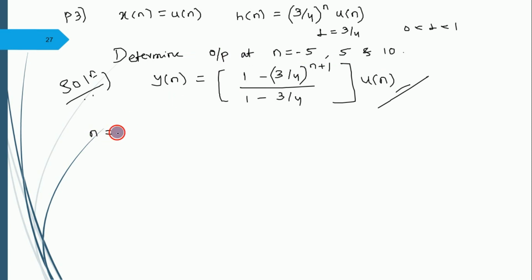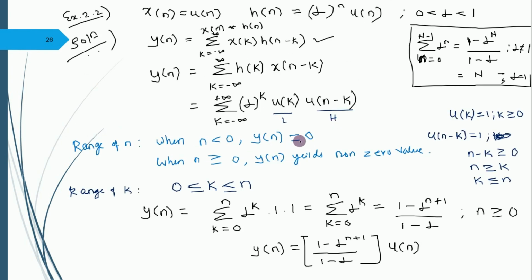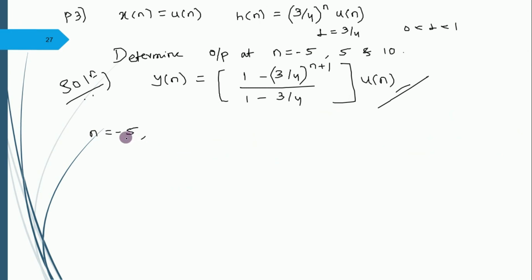For n equal to minus 5, what is the answer? Here u of n is there. For n less than 0, y of n value is 0. So for n equal to minus 5, n is less than 0. Hence y of minus 5 is 0. Don't directly substitute here and compute the answer. Of course it will result in an answer, but when you say u of n exists only for n greater than or equal to 0, hence it goes to 0.